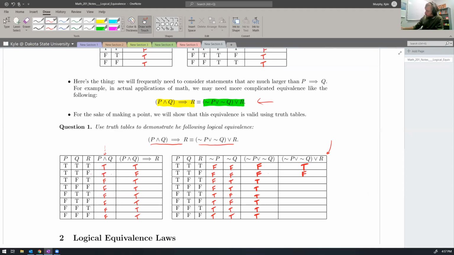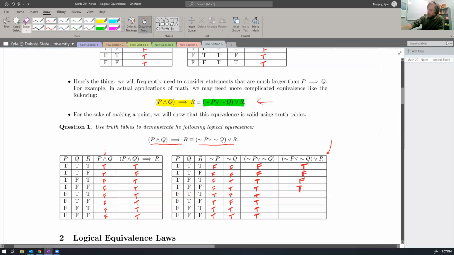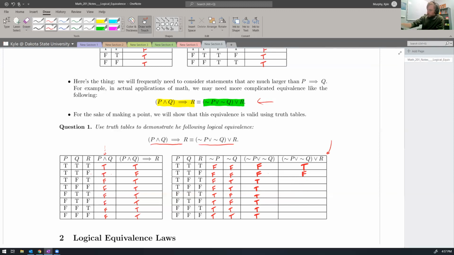The third row, not P or not Q is true. And if you look down here, all of the rest of the entries, I wrote an F where there should be a T. Give me 1 second. There we go. Making some corrections. That should be true. And actually then, if you notice, we get trues all the way down. And sure enough, this column here is the same as this column here. And therefore, those two statements are logically equivalent.